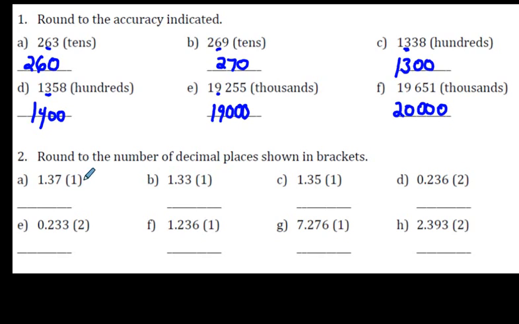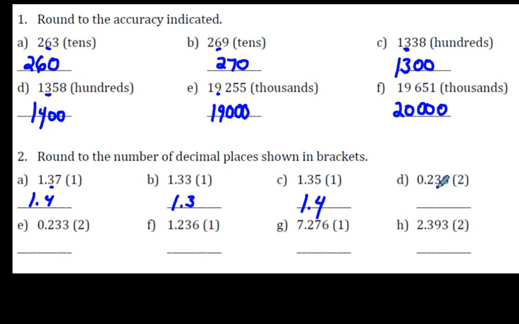We're almost done here. Round to the number of decimals places shown in brackets. 1 decimal place. That's the 10th place. That's the 3 right here. It's going to be 1.4. 1 decimal place again. 1.3. Go ahead and push pause and work ahead of me if you like. This one's going to be 1.4. Did you understand that one? Push pause if you don't.